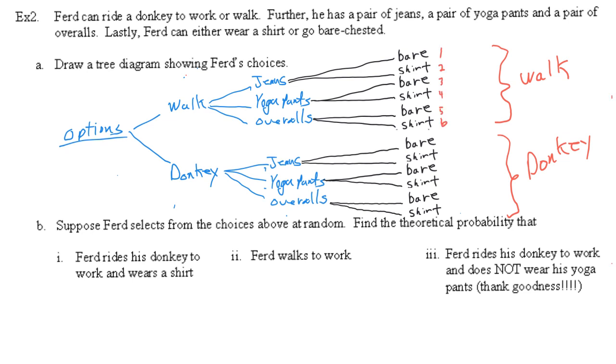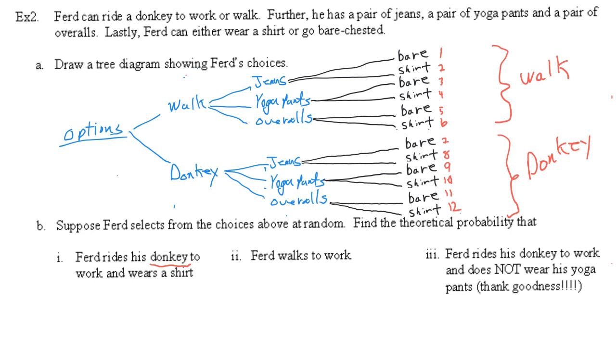For the top half of our tree, there's 6 possibilities. And then if we continue on, 7, 8, 9, 10, 11, 12. So there's 12 possible ways that I could have chosen all of my things for the day. So now let's go and try to answer this question here. So imagine that I want to find the theoretical probability that Ferd rides his donkey. So rides his donkey. So where would I be riding the donkey? So the donkey would be all of the last half stuff.